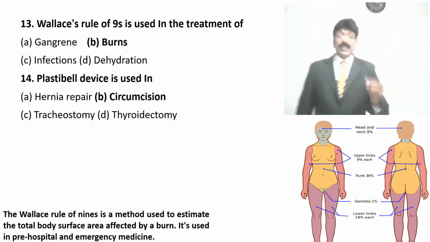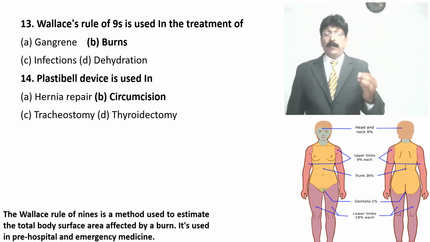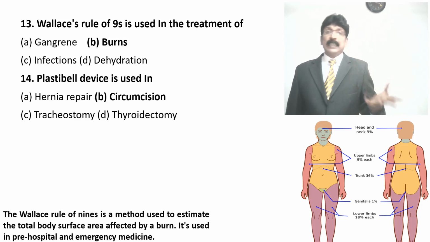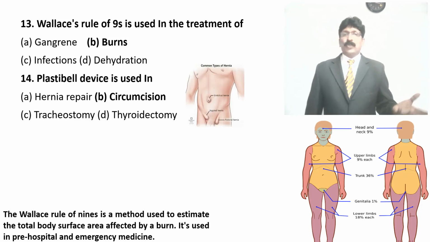Circumcision is a type of small surgery which is performed using this Plastibell device. So we should know what a Plastibell device is. And other things also, like hernia repair, you should have some idea.